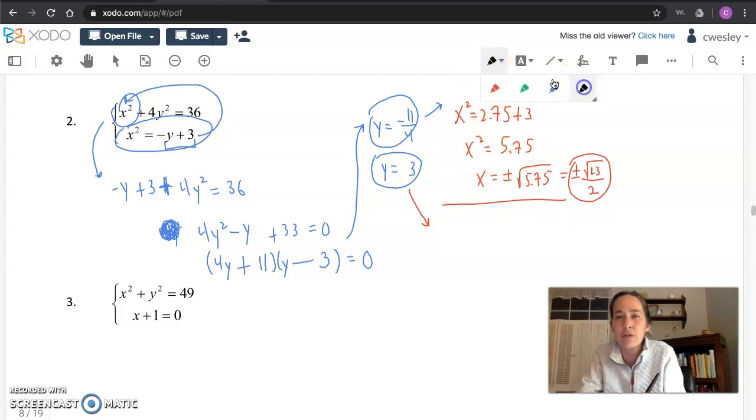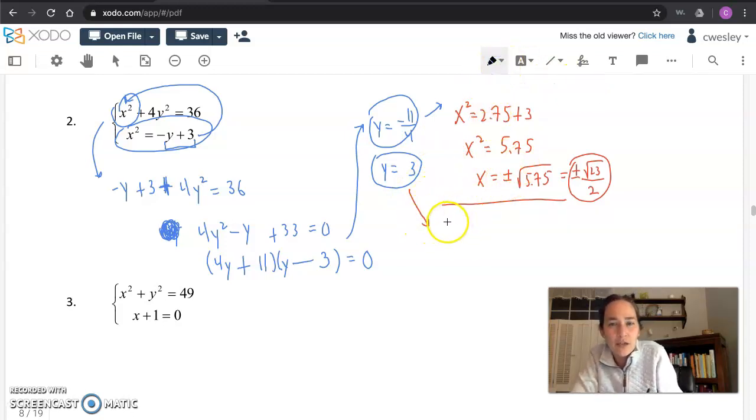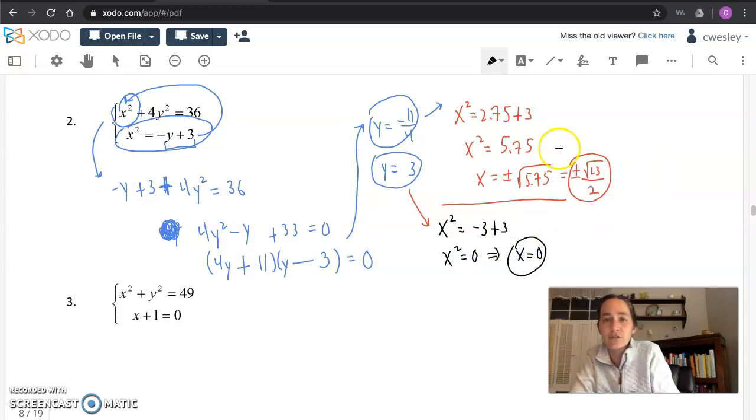Just plugging in a 3 to maybe that bottom original equation. So x squared equals negative 3 plus 3. So only one solution for x here. X squared equals 0. Only thing I can think of for that is going to be 0. List your answers as a set of ordered pairs. There are how many solutions?